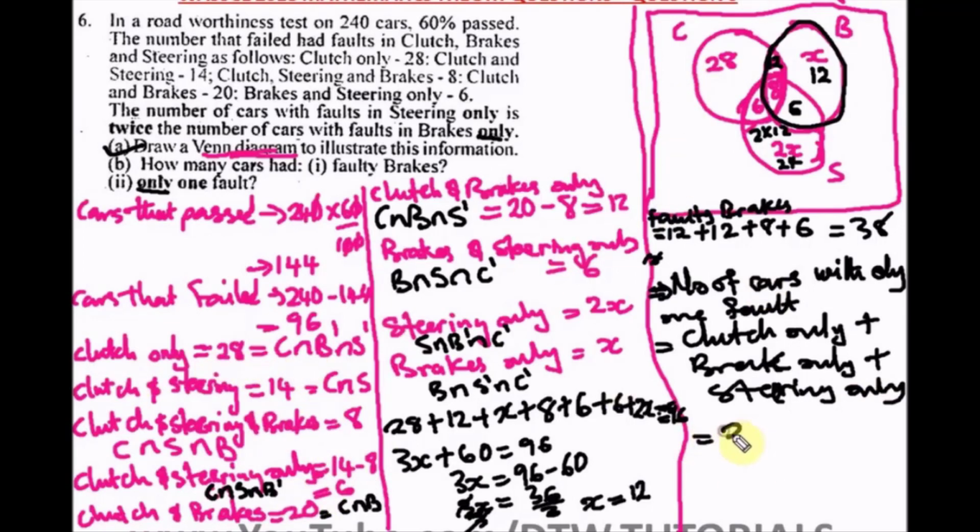So clutch only is 28, plus brake only, which we've gotten as 12, plus steering only, which is 24. If you add all of this up, we're going to have 64. So this is our answer for the number of cars that had only one fault. Our answer is 64. All right, so this is the end of this question. Make sure you don't confuse "only". This is quite important when treating sets.